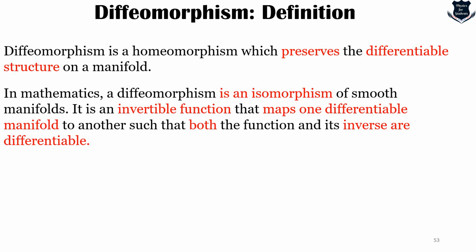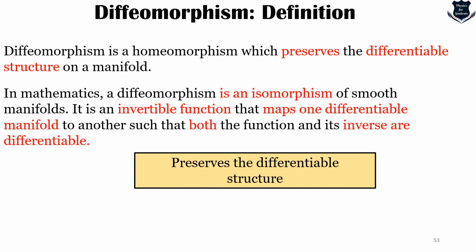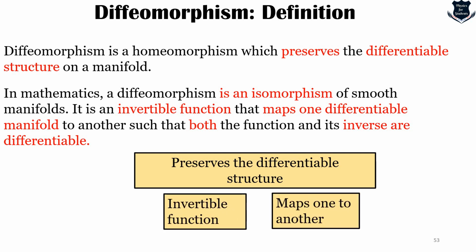Don't worry about those lines. We will soon see it on a kind of graph which will make it easier. The most important part is that diffeomorphism is something which preserves the differentiable structure. It should have an invertible function and it maps one to another. So we will concentrate on these three key points from the definition.